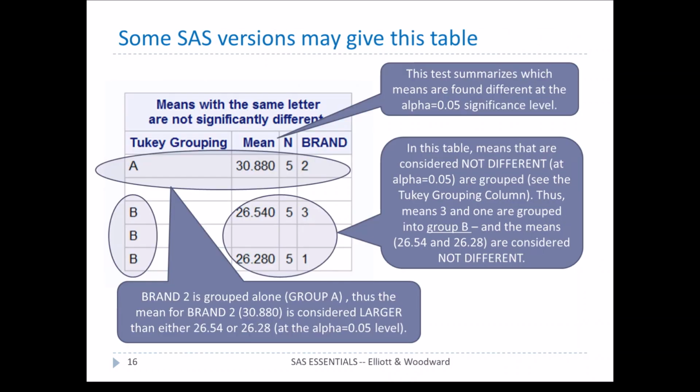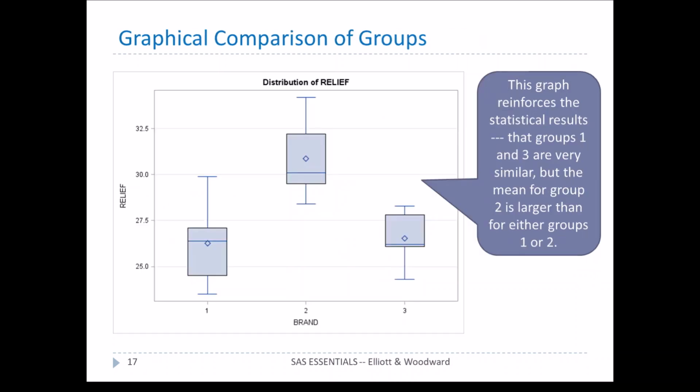Another way to look at that is with a table, and basically we have the same thing here where we have the Tukey grouping. Notice A for brand 2 separates it by itself. There's a blank row there. And then we have the B group, which is the other 2 groups, brands 3 and 1, and they are again grouped together. So we see that brand 2 is significantly higher, whereas brands 3 and 1 are not different from one another.